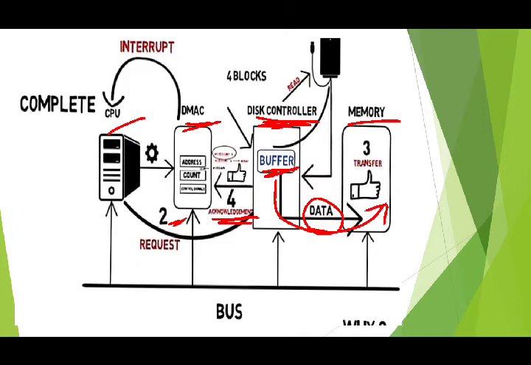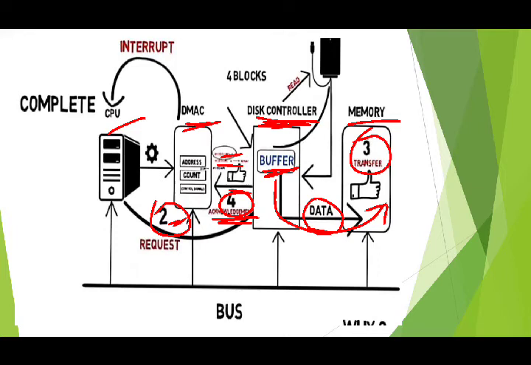The count will decrease. Then it will check whether the byte count is equal to 0. Here we can see whether it is equal to 0 or not equal to 0, and when it is not equal to 0, these steps, the third and fourth, the acknowledgement and data transfer, all will repeat again.